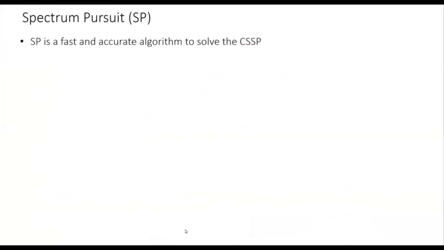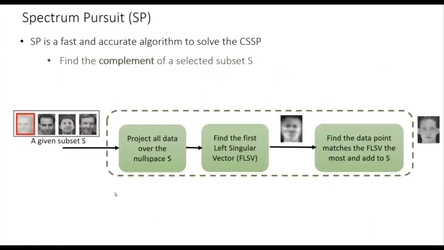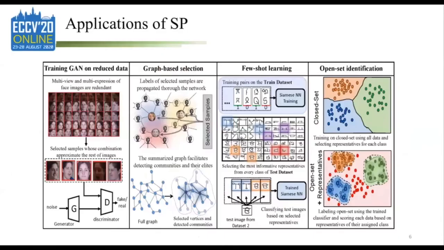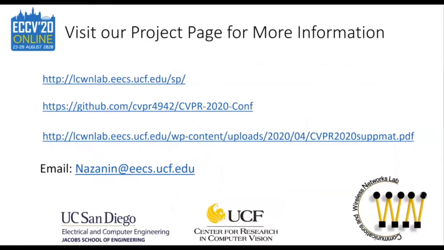We have introduced an algorithm called spectrum pursuit, which is an iterative, fast, and accurate algorithm. The idea is that given a subset S, we first find the complement of S, add it to the subset, and then remove another sample. We keep doing this iteratively until convergence. We have shown that SP outperforms other state-of-the-art algorithms in a wide range of applications, such as training GANs on reduced data, graph-based selection, feature learning, and open set identification. Please visit our webpage for more information. Thank you for your attention.